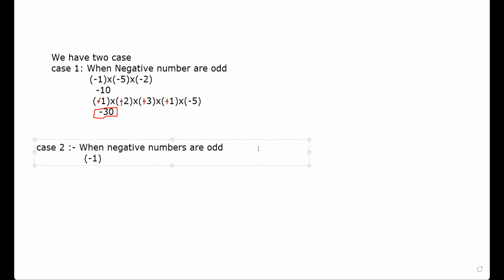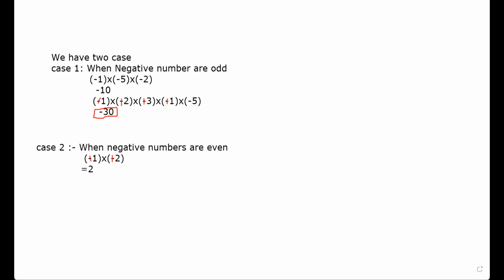I mean, when negative numbers are even in count, like 2, 4. Suppose -1 into -2. You can easily say that when the count of negative numbers is even, the sign will be positive, because the reason is very simple. Both the negative signs will cancel out with each other. This negative and this negative will cancel out, and you will get 2. This is how it works. I hope you get the point.